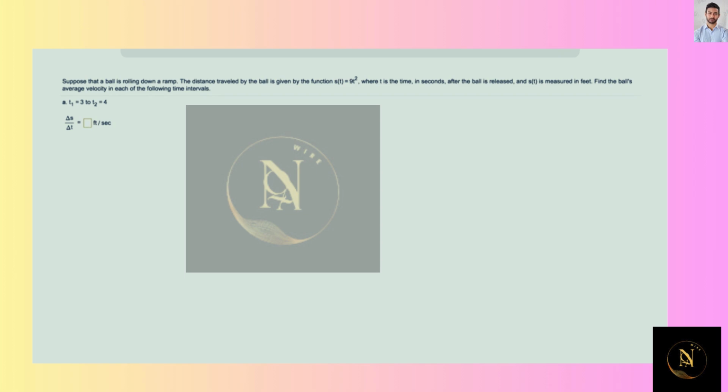Suppose that a ball is rolling down a ramp, and the distance traveled by the ball is given by the function s of t equals 9t squared, where t is the time in seconds after the ball is released, and s of t is measured in feet. We want to find the ball's average velocity in each of the following intervals. And we're looking at an interval from, as we can see, 3 to 4.